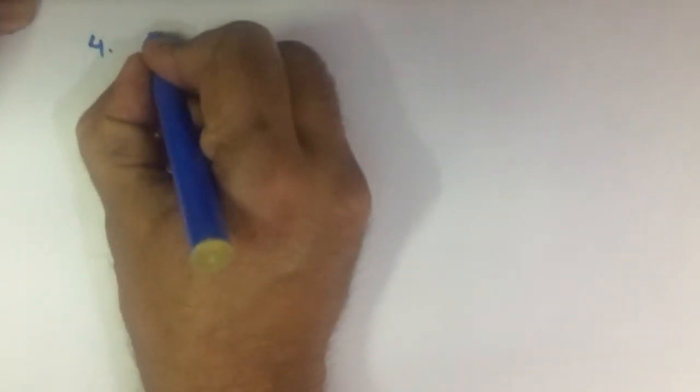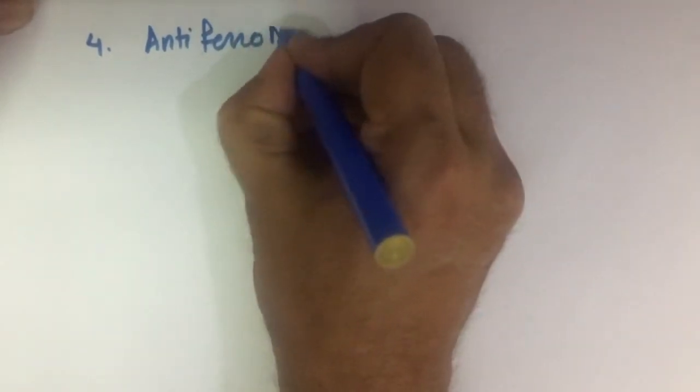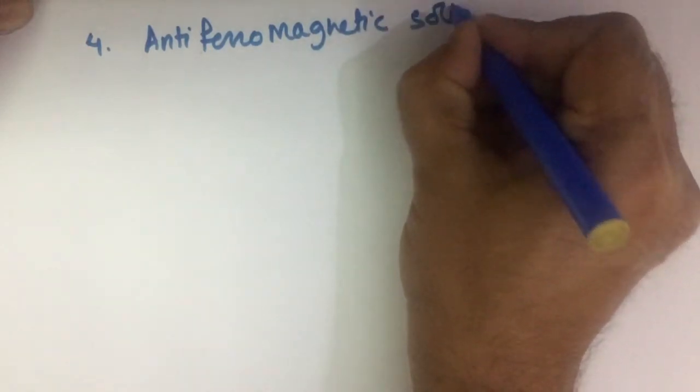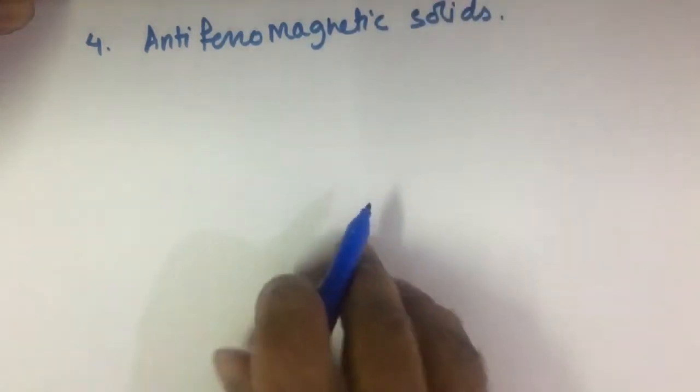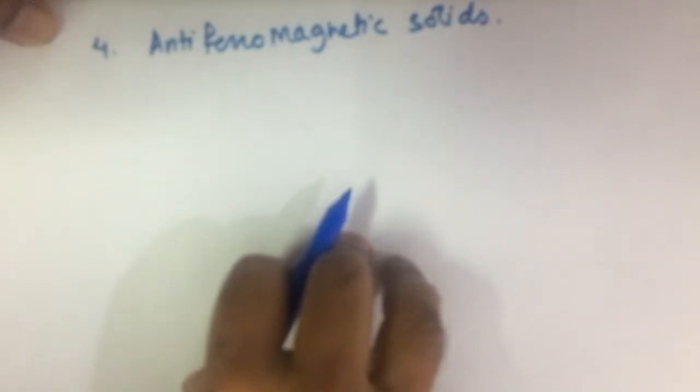Now the next type of magnetic property is antiferromagnetic solid. In this, the alignment of the magnetic moments of the domains is in a compensatory way, that is, the orientation of the domains is in such a way that they cancel out each other.